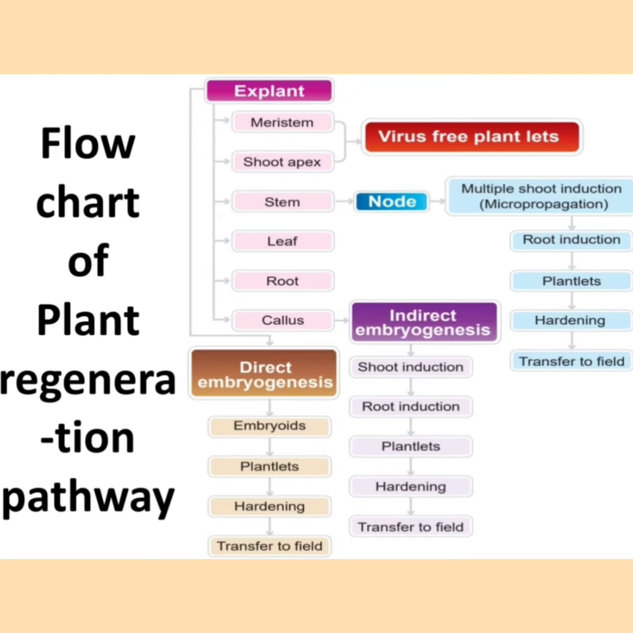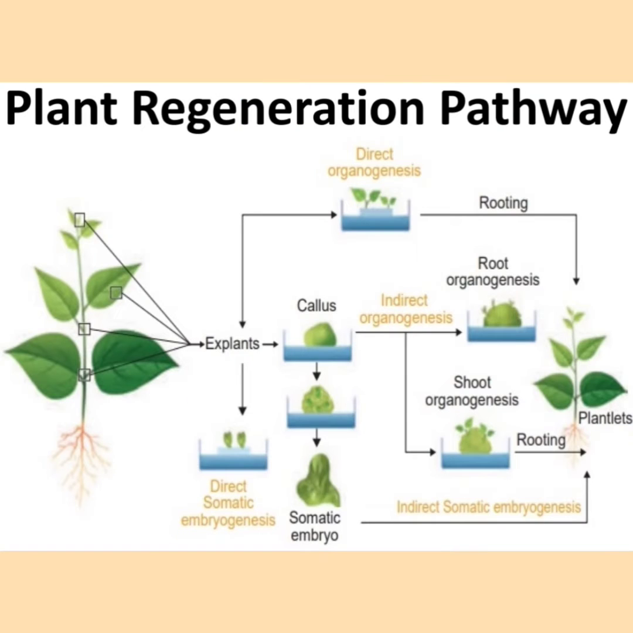for commercial production. And the explants can be in the form of a leaf or a root, or the explants develop into a callus. This callus results in the formation of indirect embryogenesis. This helps in shoot induction or root induction and results in the development of small plantlets, and these plantlets undergo hardening and they are transferred to the field for commercial production of plants.